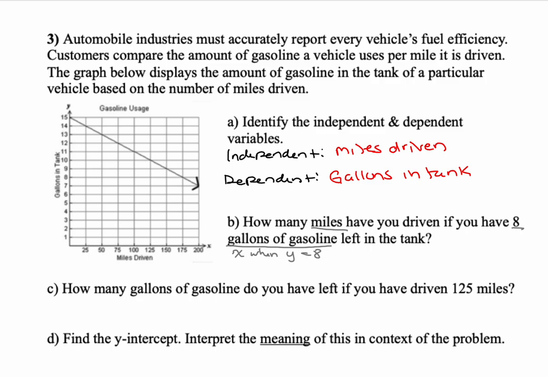So I'm going to use a blue highlighter to find this. So when the Y is equal to 8, I need to know what the X value is. So I'm going to go to the Y-axis, the gallons in the tank, up to the 8. And I'm going to go over to the graph, to the function. I've intercepted the function. Now I'm going to figure out where it hits on the x-axis. And it hits at about 175. So our answer to that will be 175 miles.